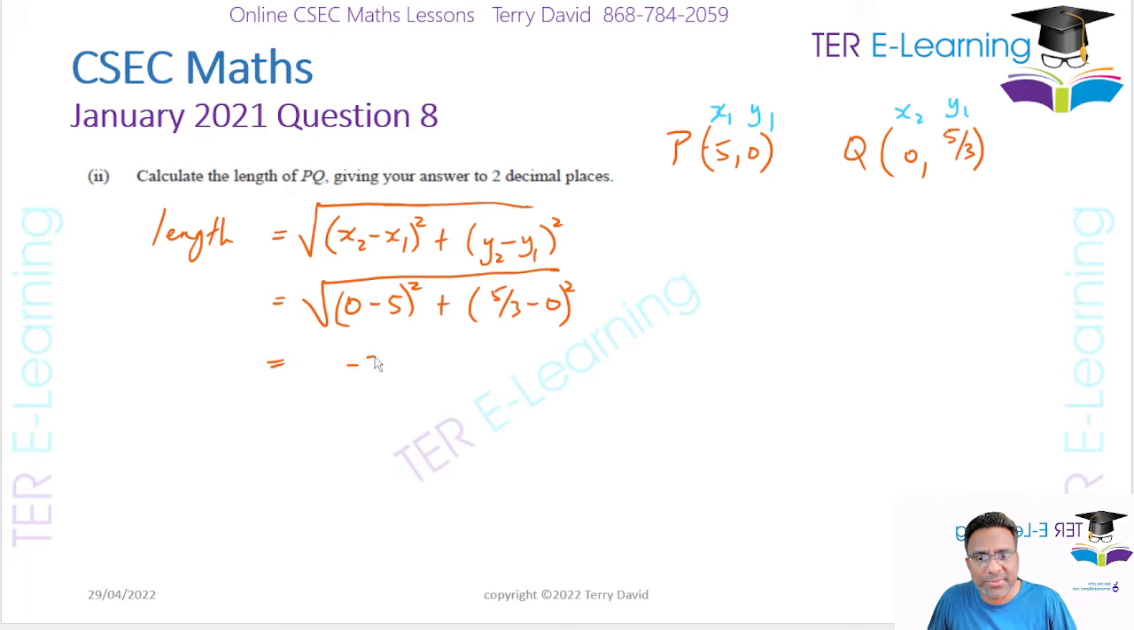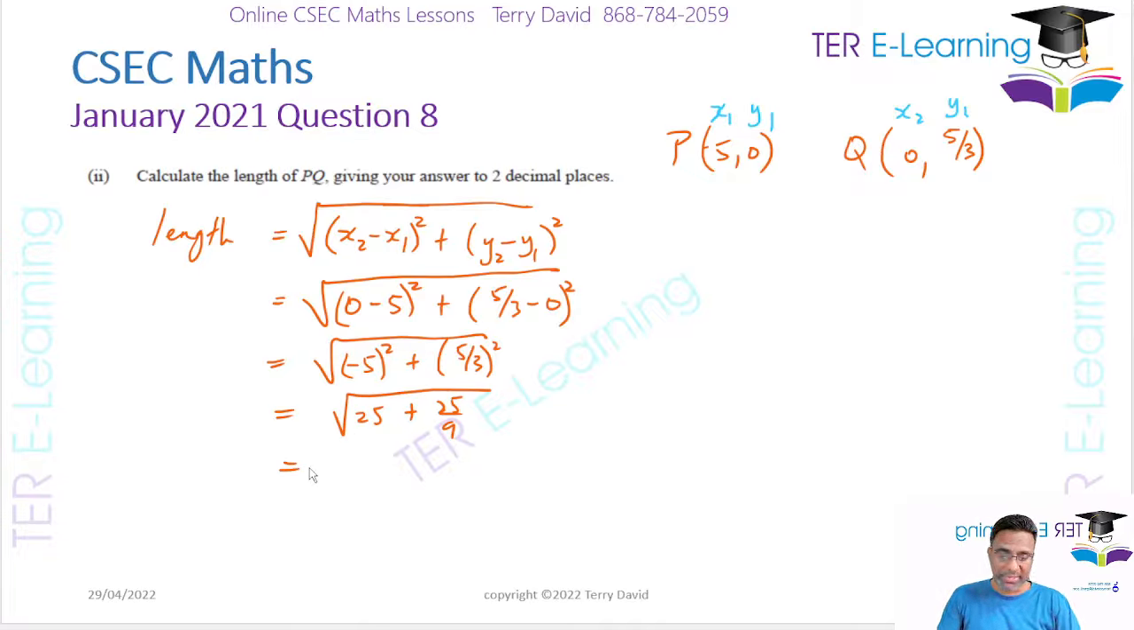So 0 minus 5 is minus 5, so this is minus 5 squared plus 5 over 3 squared, square root. 5 fives are 25, plus 5 over 3 squared is 25 over 9, and you find the square root of this. So 25 plus 25 over 9, second function, square root, and I'm getting 5.27. So this is your answer here, and because it's a length, we put 5.27 units.